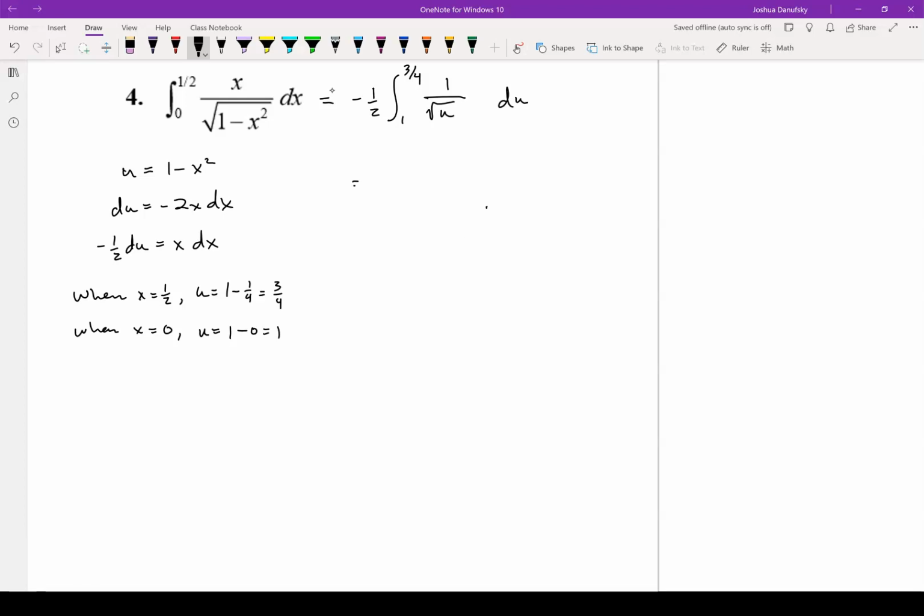We can get rid of that negative sign and switch the limits of integration like this. We have u to the negative 1/2 du. Finding the antiderivative, we get something like this. This gives us u to the 1/2, evaluated from 3/4 to 1. It's going to be 1 to the 1/2 power, which is 1, minus the square root of 3/4, which is root 3 over 2. We can make a common denominator and rewrite it this way.